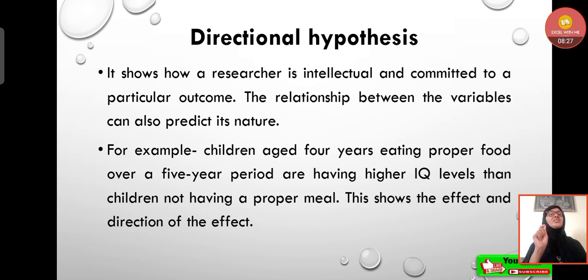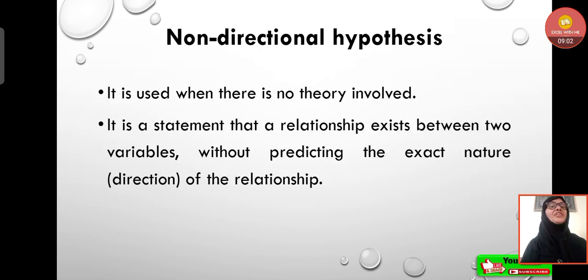For example, children aged 4 years eating proper food over a 5-year period are having higher IQ levels than children not having a proper meal. This shows the effect and direction of the effect. So we are moving ahead towards one direction, whether there is an effect of this eating habit on the children who are eating and who are not eating proper meal, that showing the effect and direction towards the effect. That is directional hypothesis.